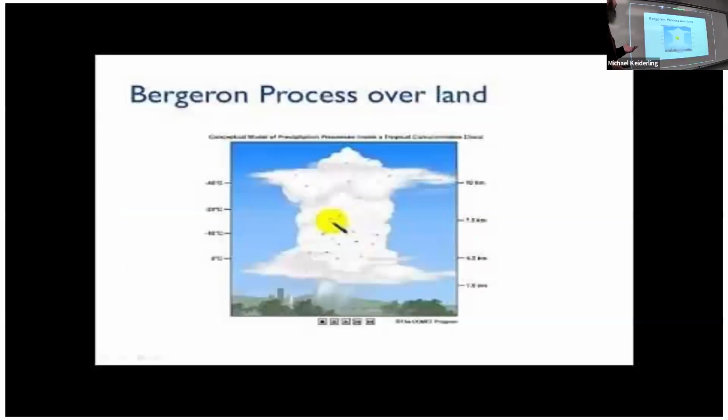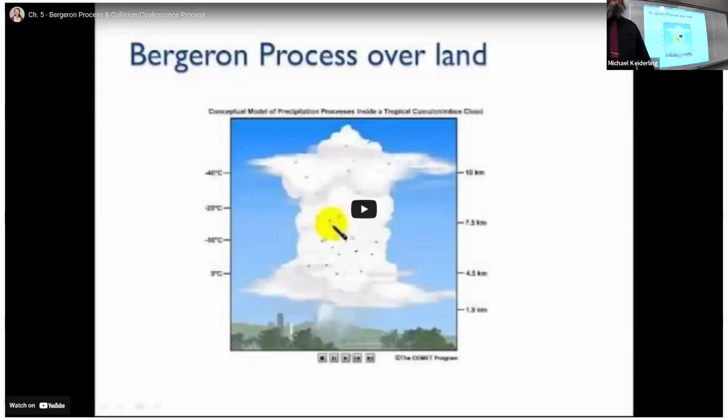So here's a video about how the Bergeron process works. The vapor pressure of ice is lower than the vapor pressure of water. So the water vapor that comes off the water droplets gets sucked into the ice, basically.